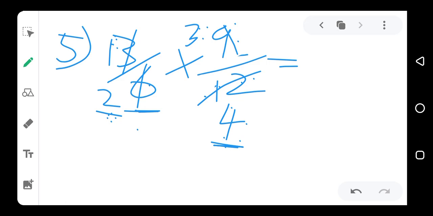So we have 1 and 3 on top. 1 times 3 is 3. And we have 2 and 4 below, which is 2 times 4, which gives us 8. So the final answer is 3 over 8.